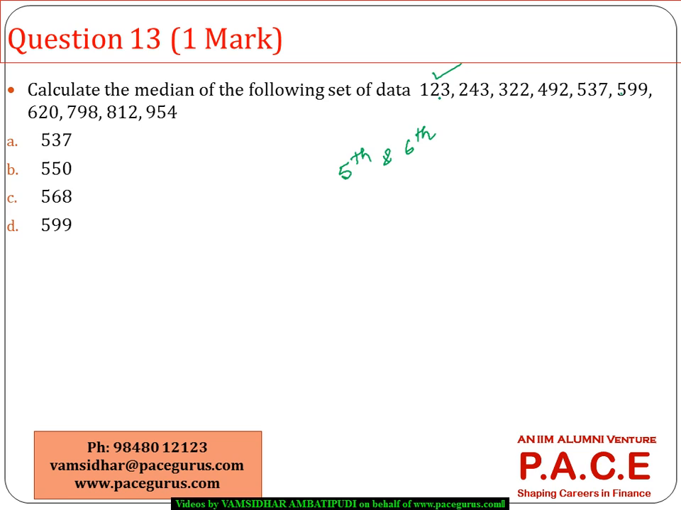So this is the first. Oh, this data is already arranged in ascending order, no issues. So these two are the fifth and the sixth. The average of these two numbers is what will become my median. 537 plus 599 divided by 2 comes out to somewhere around 568, which means I am marking C as the option choice here. Alright, let's move on to the next question.